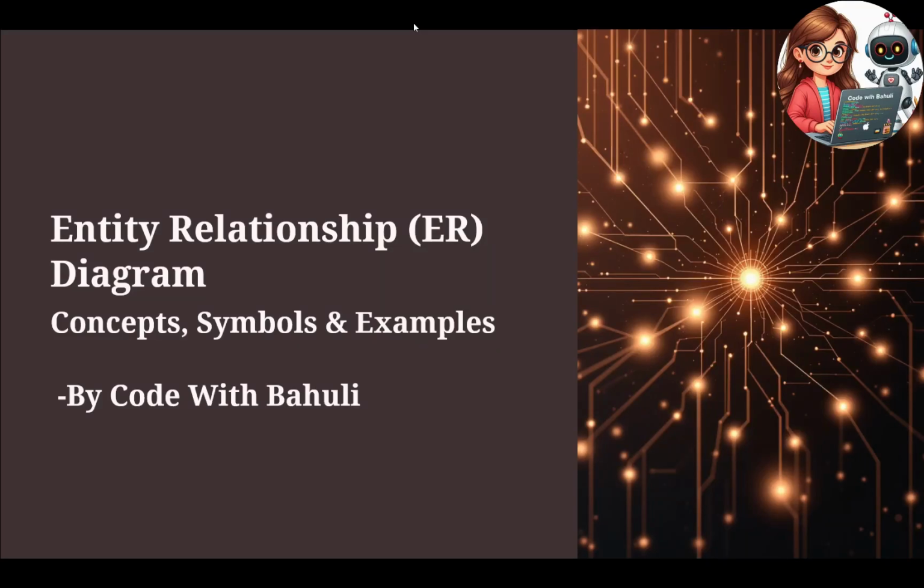Back to code with Bahuli, and today we're going to see entity relationship, that is ER diagram concepts, symbols and examples. So let's begin with it.